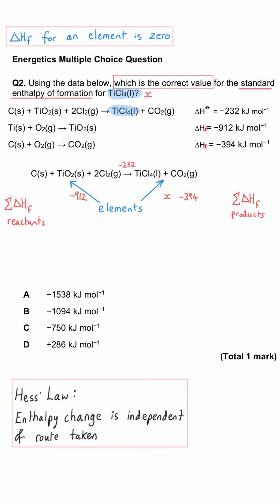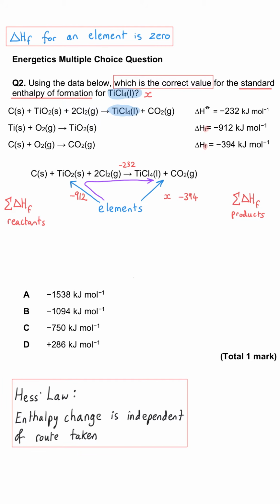And so what that means is if we're starting here at the elements and turning that into the products by going up this arrow, that is equivalent to starting at the elements still and going up this arrow and then along this arrow, and we're ending up at the same place, whichever of those two routes that we take. And so that means that the enthalpy changes for those two routes will be equivalent.